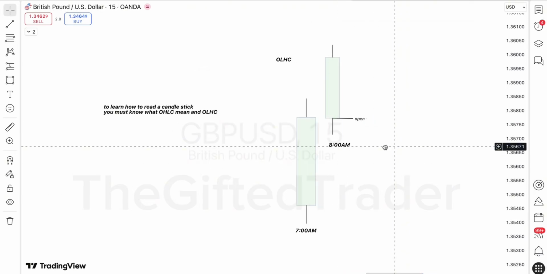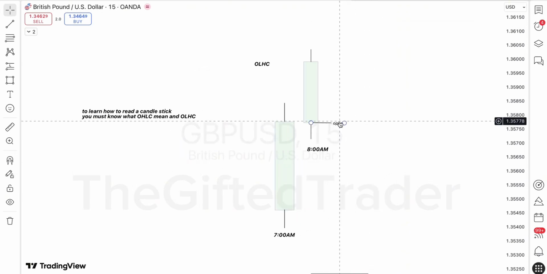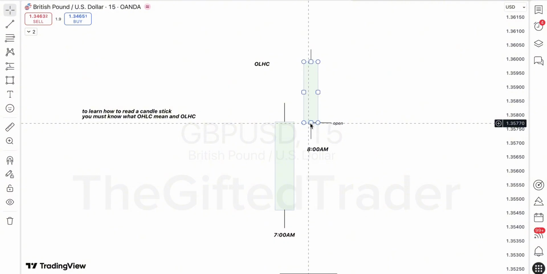This is the open, where this candlestick opens. That is the close of this candle at 7:59. That is when the time got to 8 a.m. This was when the market opened, and this was when the movement started. So this is the open.